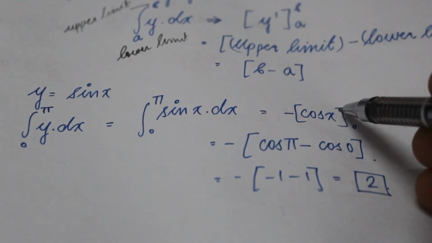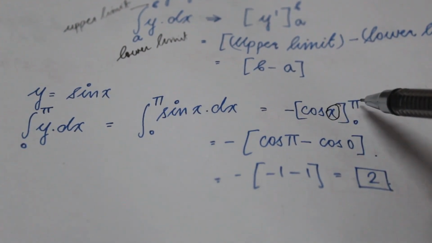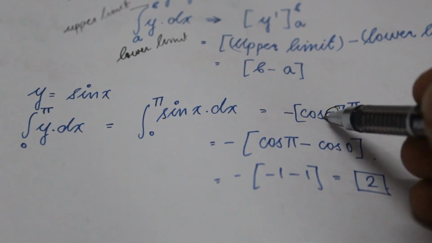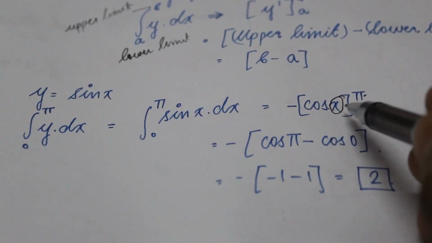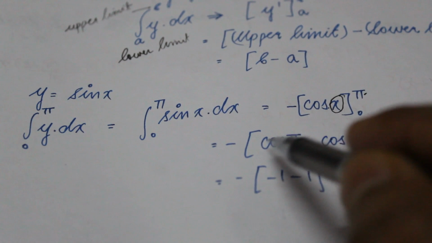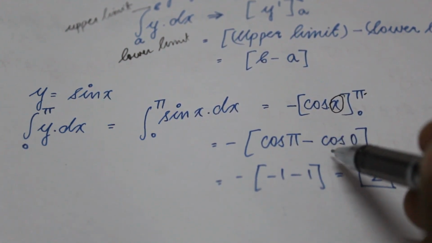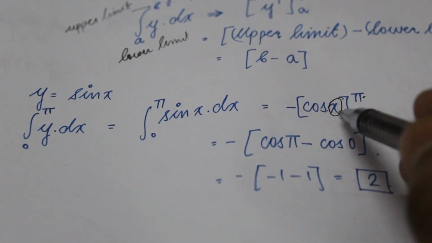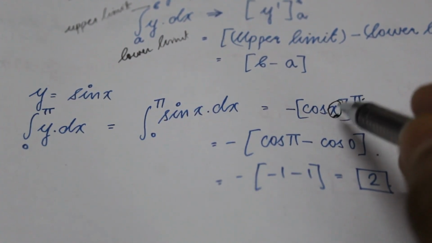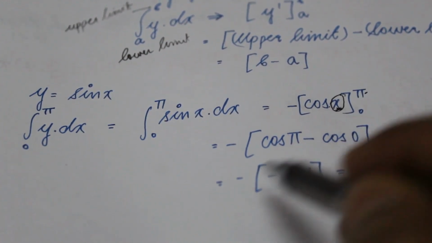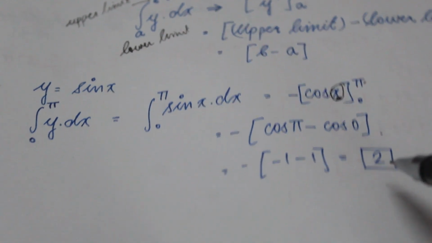So here the variable is x. So what I'll write is, first I'll write the upper limit, that is cos pi. In place of x I will write pi. So cos pi, minus sign will always be there, cos lower limit. In place of the variable we write the lower limit, so it will be 0. On solving this I get the answer minus 2.